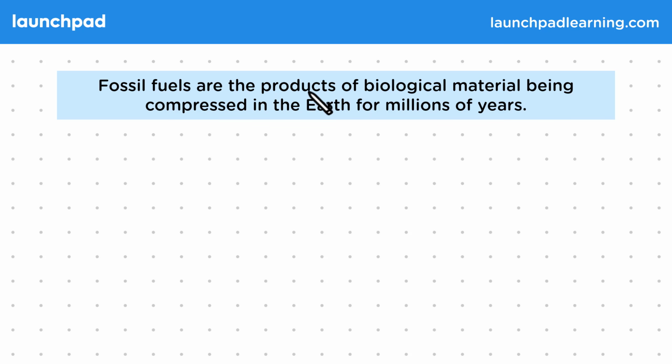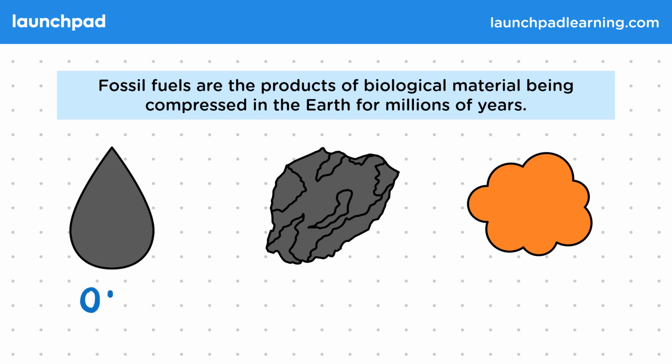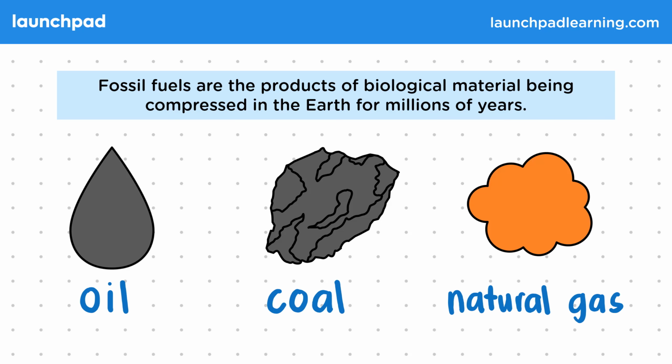Fossil fuels are the products of biological material being compressed in the earth for millions of years. So fossil fuels come from the breakdown of the remains of living organisms from millions of years ago. Fossil fuels include oil, coal, and also natural gas. But how can they be used as an energy resource?